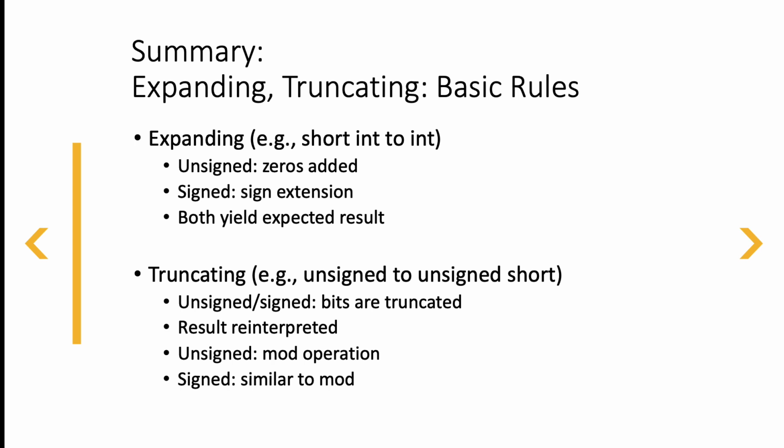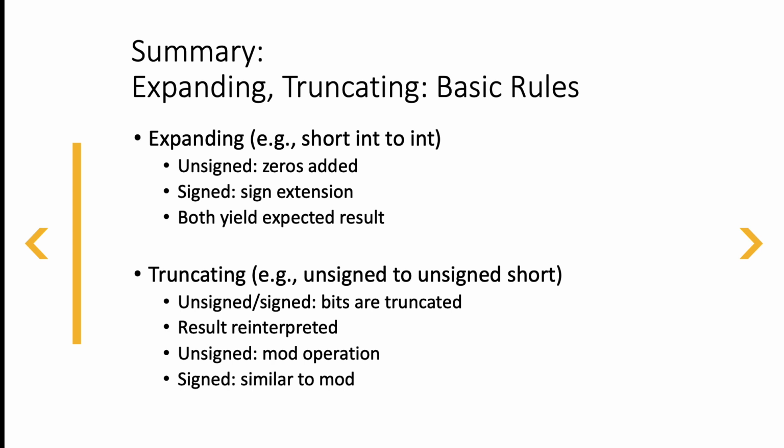So once again, we have some basic rules that we want to keep in mind when we're expanding. So say going from a short integer to an integer. For unsigned, we just add zeros to the left. For signed, we do sign extension. So that just means instead of just adding zeros, we just replicate the most significant bit. So if it's already a 0 in the most significant bit, we just add zeros. If it's a 1, we add 1s. And both of those will yield the expected result.